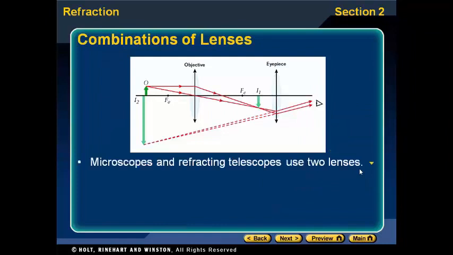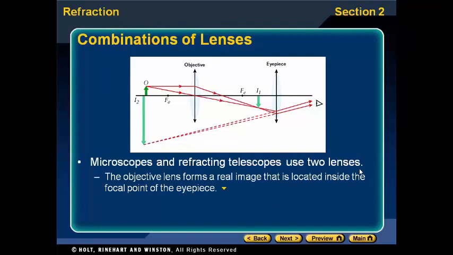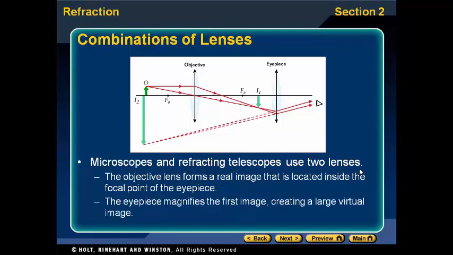Combination of lenses. Microscopes and refracting telescopes use two lenses. The objective lens forms a real image that is located inside the focal point of the eyepiece. The eyepiece magnifies the first image, creating a large virtual image.